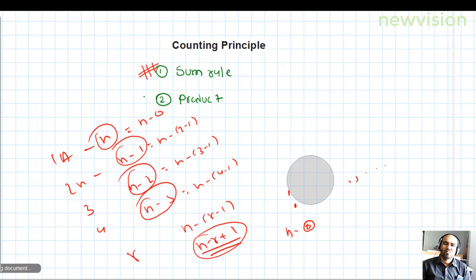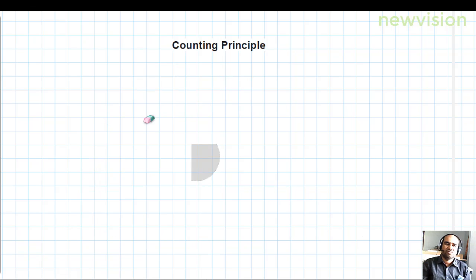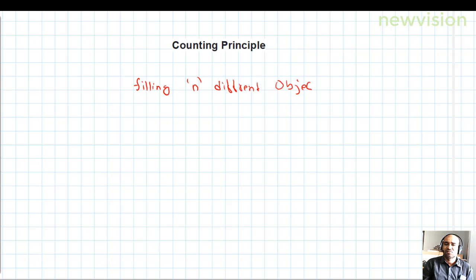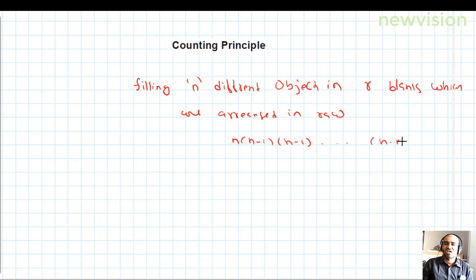I will write that here. Filling n different objects in r blanks which are arranged in a row, important. How many ways? n into n minus 1 into n minus 2 and so on up to n minus r plus 1 ways. First blank n, second blank n minus 1, third blank n minus 2, and so on. By the product rule, n into n minus 1 into n minus 2.